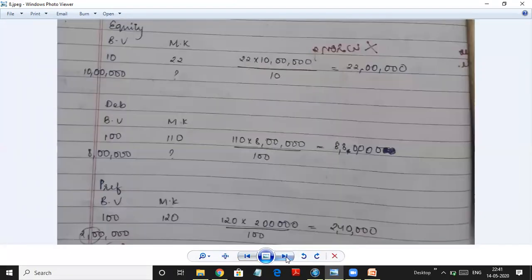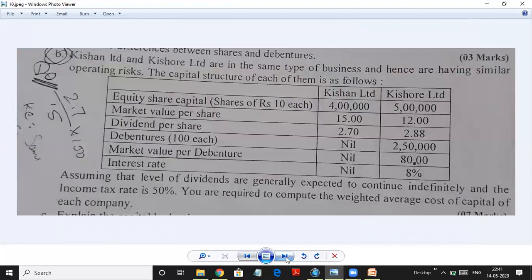So now let's see the last problem. Krishna Limited and Kishore Limited are in the same type of business and hence are having similar operating risks. The capital structure of each of these firms is as follows. They've not given it in the normal way, they've twisted it a little. Let's understand. Equity capital 4 lakh and 5 lakh for both. Market value per share 15 and 12.